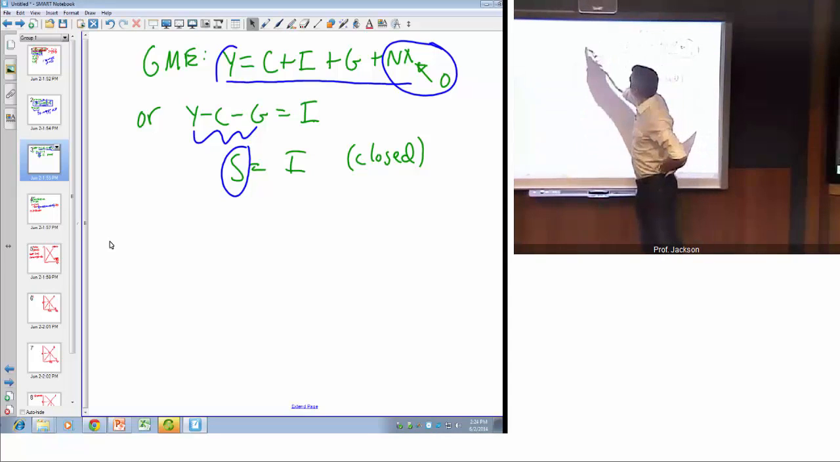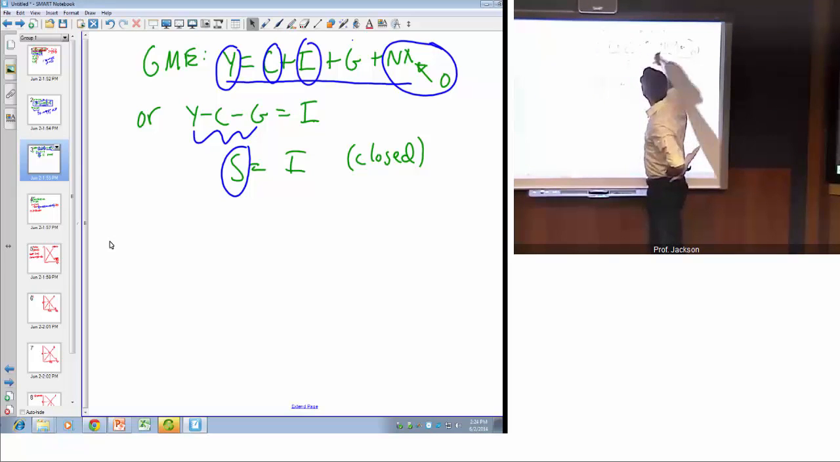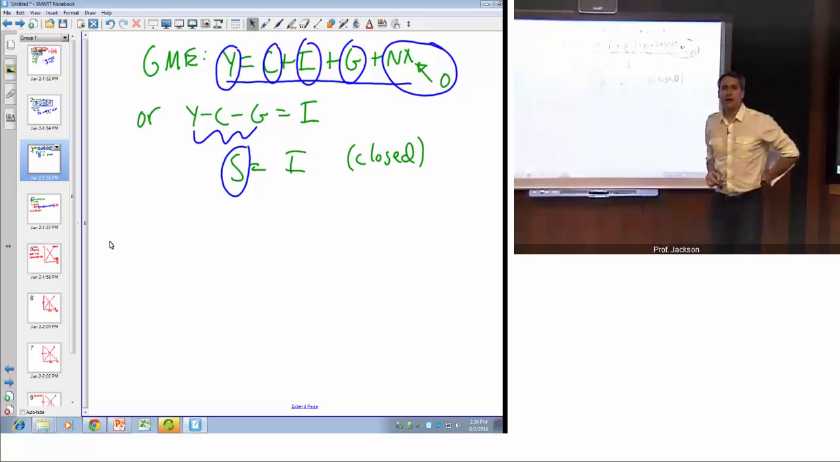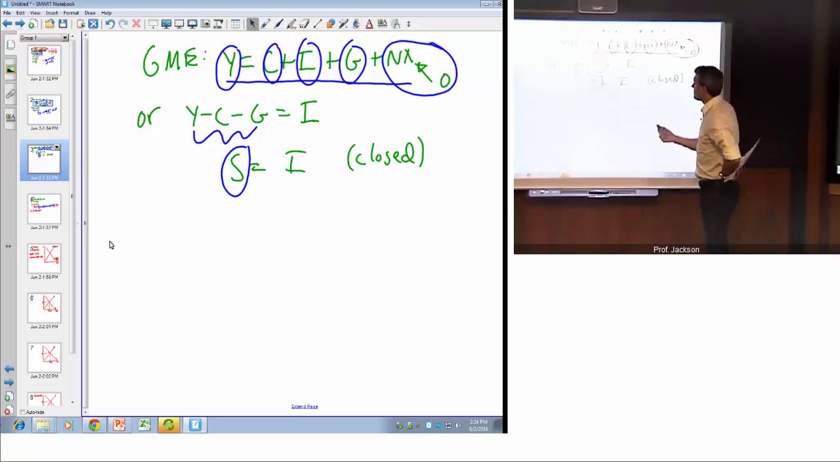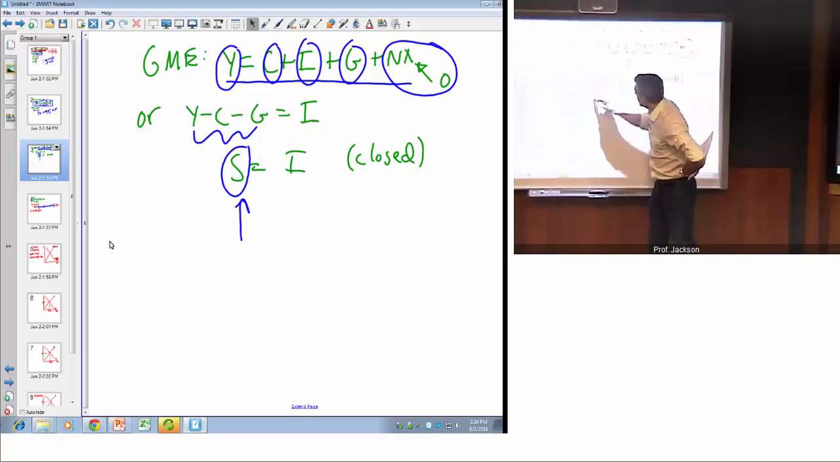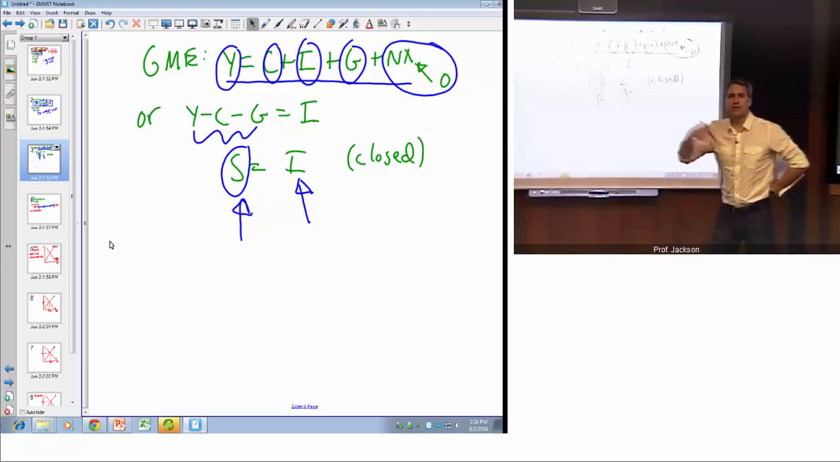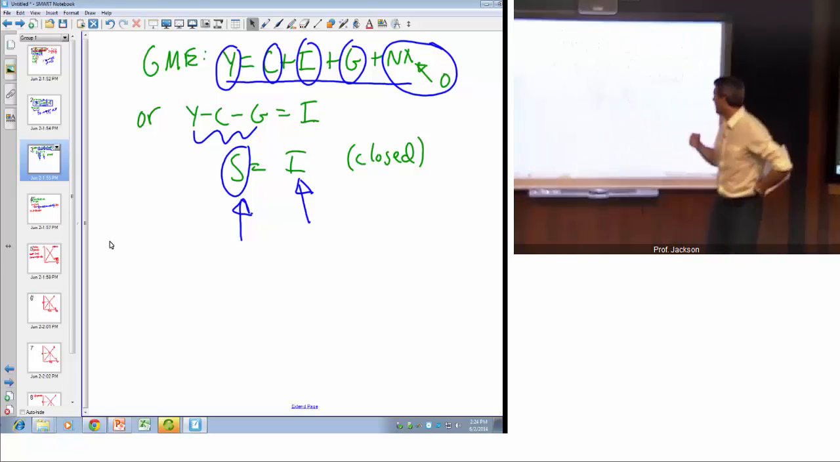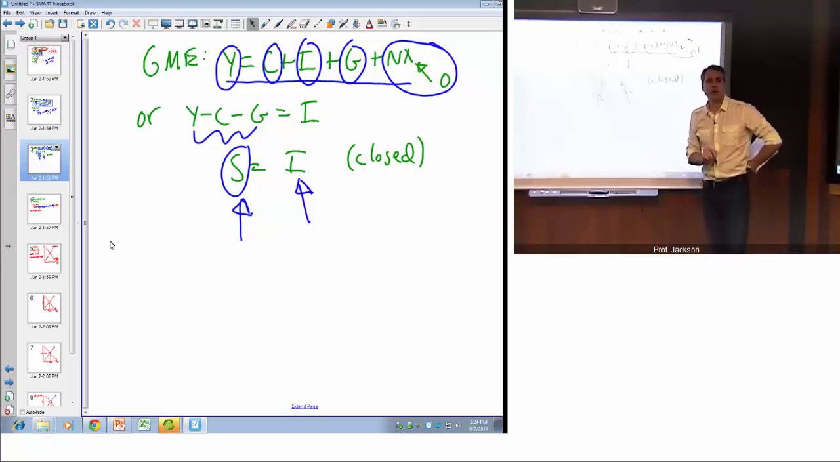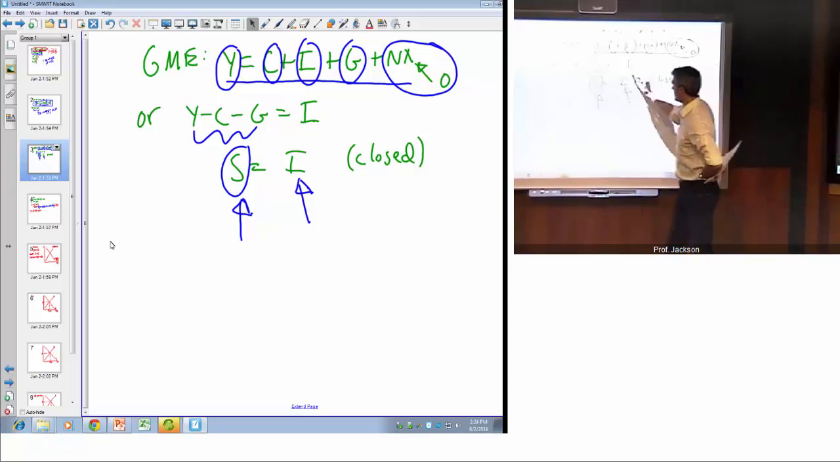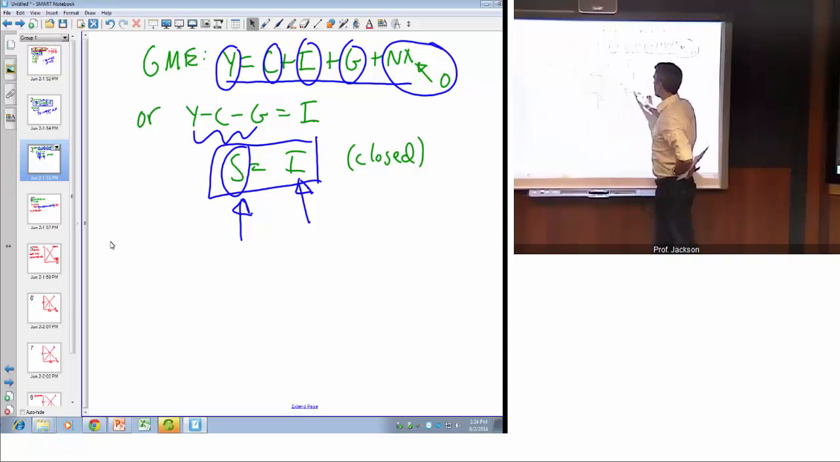Total production is exactly equal to what households, firms, and government want to buy, no less and no more. The flip side of that is that saving in a closed economy is exactly equal to investment. So the amount of savings generated is exactly equal to what domestic firms want to borrow in that equilibrium. So those two things are equivalent. That's why we call this our goods market equilibrium condition.